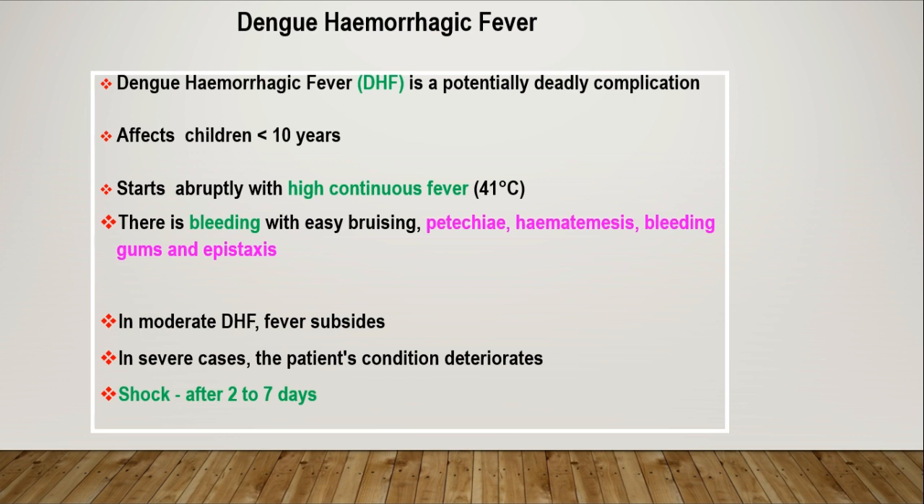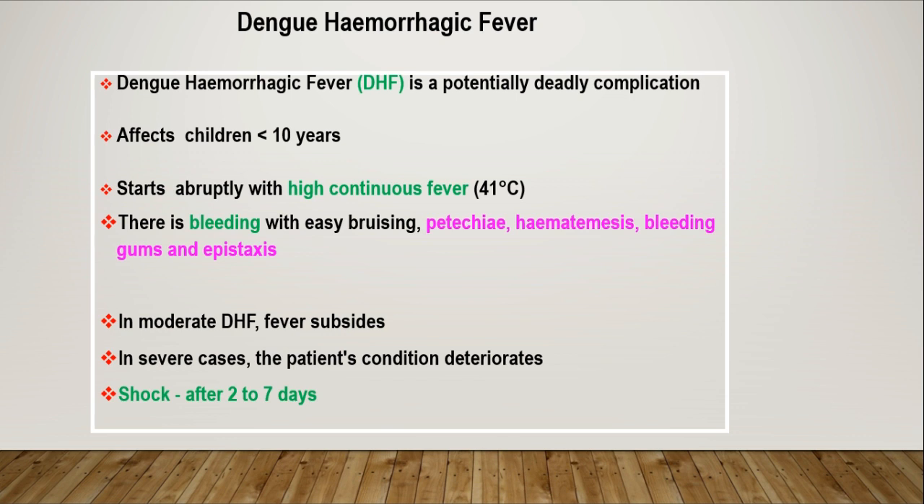dengue fever. But once it develops into dengue hemorrhagic fever (DHF), it is characterized by high grade and continuous fever with hepatomegaly, and the person will also experience thrombocytopenia with raised hematocrit, and there will be evidence of hemorrhages. So dengue hemorrhagic fever, or DHF, is a potentially deadly complication of febrile conditions along with severe hemorrhages. It usually affects children below 10 years of age. It can also affect people above 65 years of age.